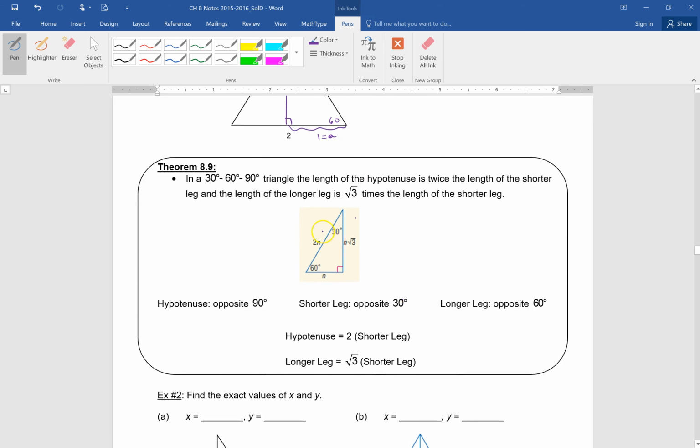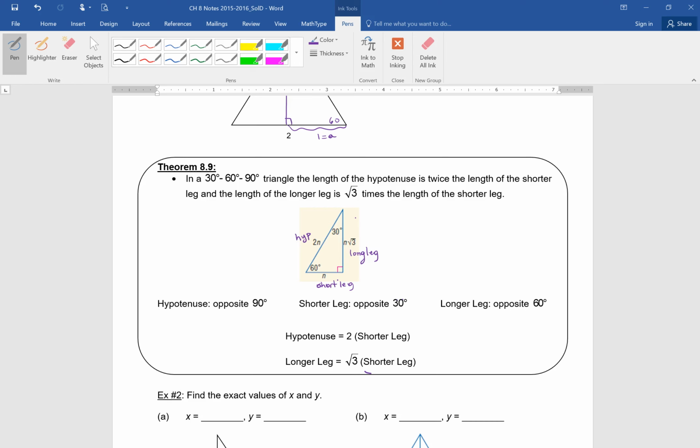This is the hypotenuse. That's the longest side. Now you have 2 legs. You have the short leg and you have the long leg. Okay? So it just so happens the short leg, right? This is the short leg. It faces the smallest angle, 30 degrees. The long leg faces the 60 degree, and the hypotenuse faces the 90 degree, right?